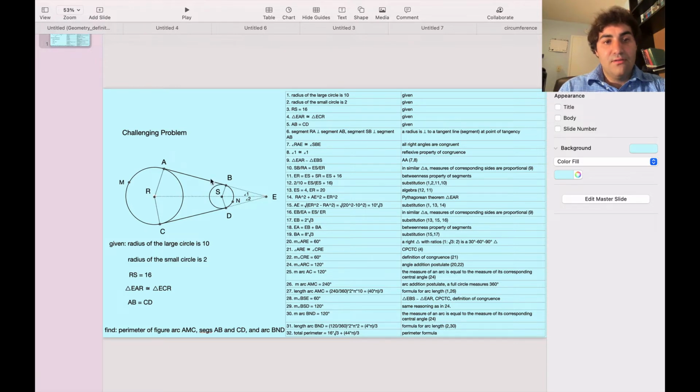We're given that triangle EAR is congruent to triangle ECR, and that the length of segment AB is equal to the length of segment CD. We're going to find the perimeter of the figure formed by arc AMC, segment AB, segment CD, and arc BND.